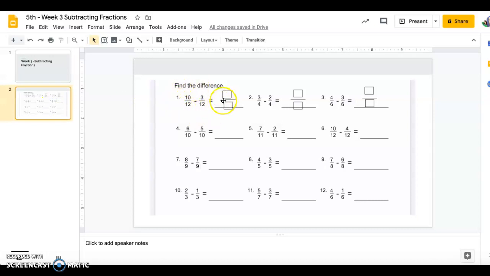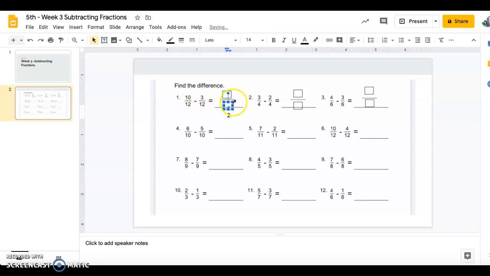So let's look at number 1. Very similar to yesterday, but this time we are subtracting. We're finding the difference. We can see that the denominator is the same, so we know that the answer would have the same denominator. So number 1 is 10 over 12 minus 3 over 12. Since the denominators are the same, we know for the answer the denominator is 12.